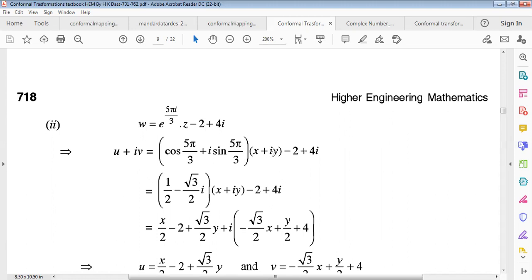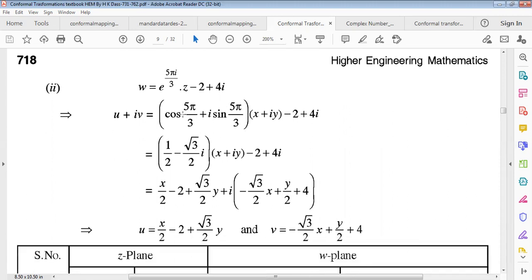Okay, Z equals what? x plus iy, minus 2 plus 4i. Now, cos 5 pi by 3, what? Cos 60 degrees, pi equals 180 degrees. Then after calculation, we get only half. Sin 5 pi by 3 equals what? It will be root 3 by 2.